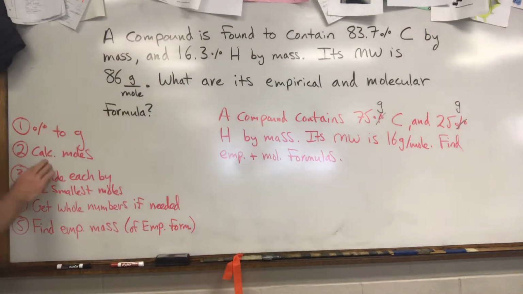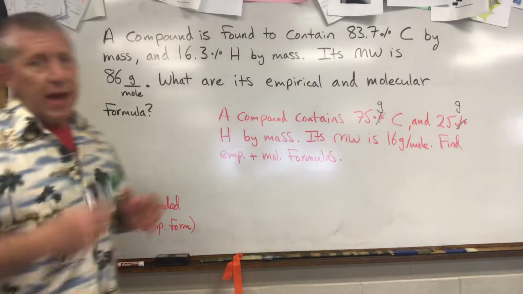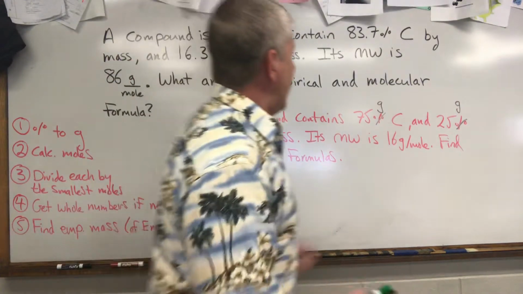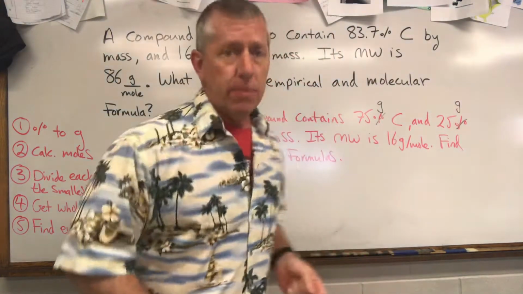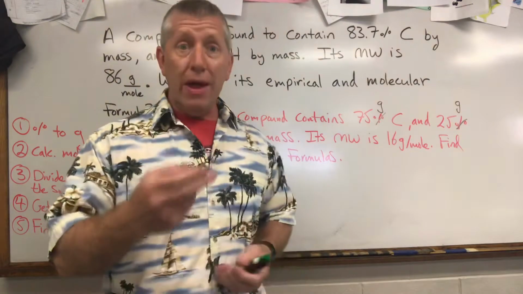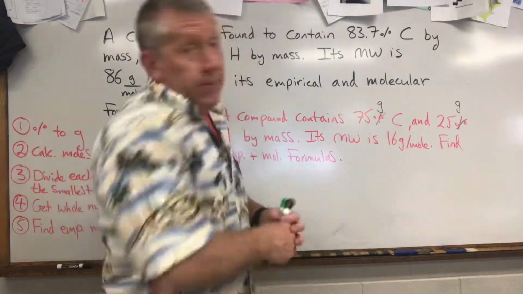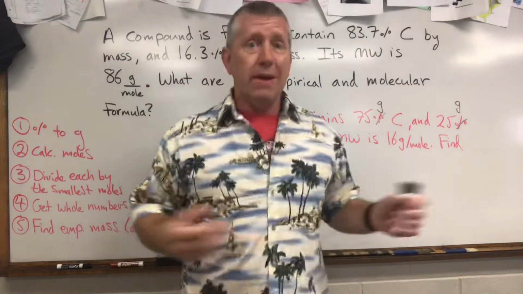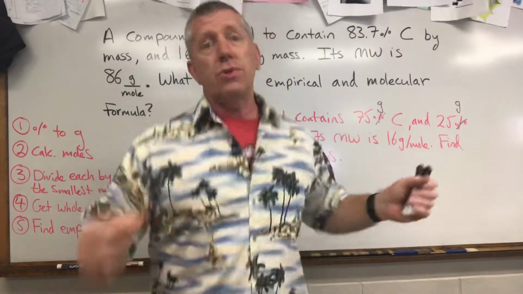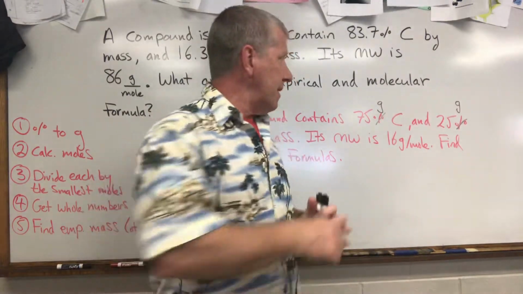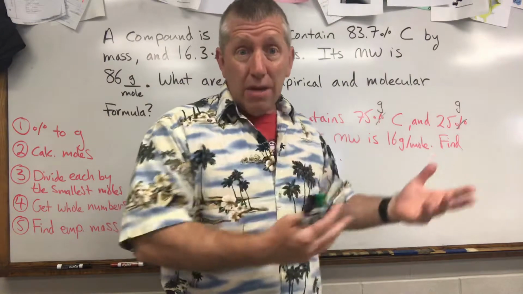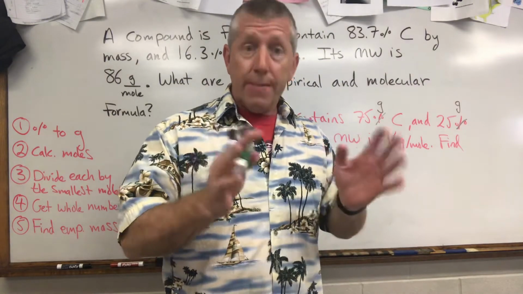All right. Step 2, calculate the moles. Now what I mean by that is calculate the moles of the elements that are given in the compound. This compound has 2 elements, carbon and hydrogen. Now it could have more than that. It could be all kinds of them. It could have like carbon and hydrogen and oxygen, like it might be an alcohol or something like that. So we could have a lot of elements in it, but this compound has 2 elements.